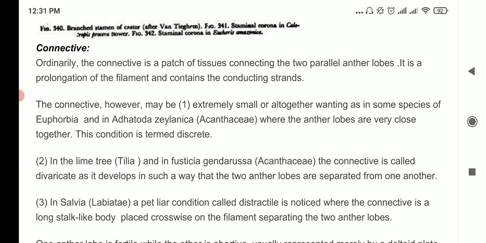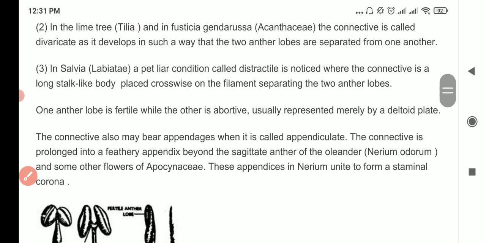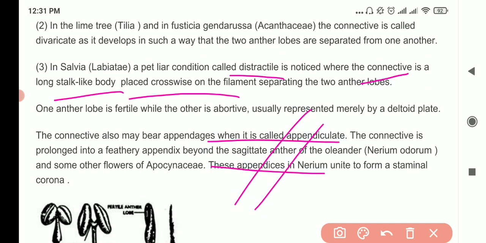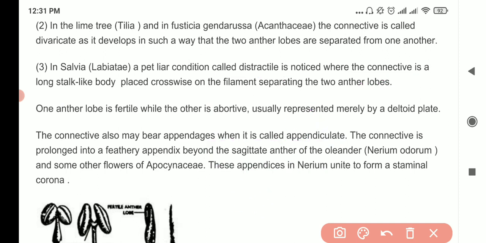Then in Salvia, the connective is called distractile, where the connective is like a long stalk-like body placed crosswise on the filament, separating the two anther lobes. Okay, so it is placed crosswise.